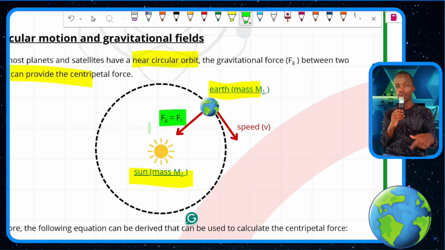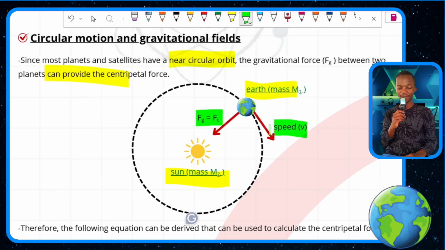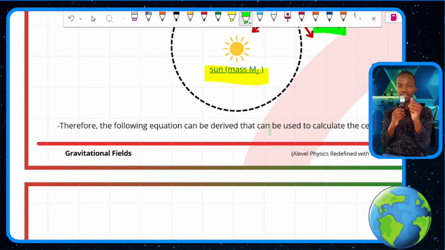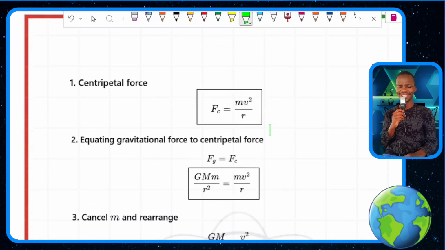Now, the Earth is going to experience circular motion. It's moving in a circle around the Sun with a force perpendicular to its motion. So its motion is going to be in this direction with a speed v. So now we can assume that the force of gravity is providing centripetal force. Isn't that interesting? So now we have that fact established, we can derive an equation that can be used to calculate the centripetal force, which is so exciting, right?